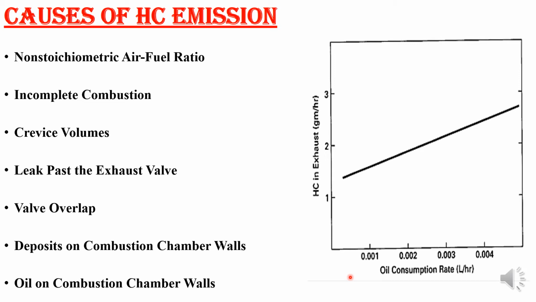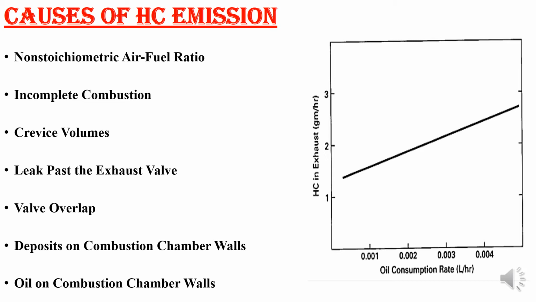So what will happen during the combustion? That oil will get burned, hence the formation of HC will be there along with the fuel. This formation of HC due to oil combustion is very little. It will increase based upon the oil consumption rate. If the oil consumption rate is high, then HC emission formation is also very high. So these are the sources of your HC emission.